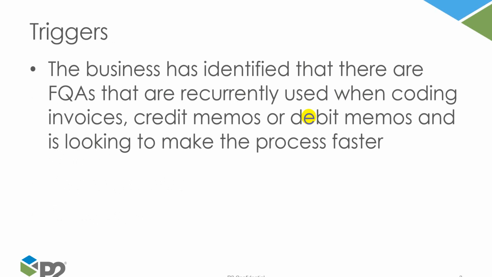Regarding the trigger, usually we want to set up FQA Code Defaults when the business has identified that we are using FQAs recurrently while coding invoices, credit memos, or other transactions in the AP module. So for example, we might always have an FQA that is being used a lot for G&A, say for travel, and instead of us having to enter that FQA every single time, we may want to use a code for that instead, and it's going to make the process faster.